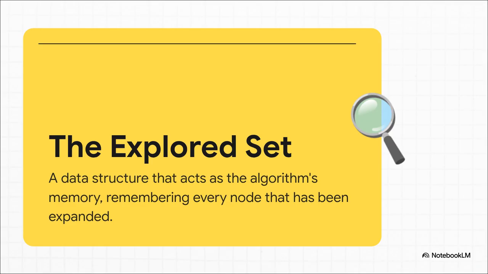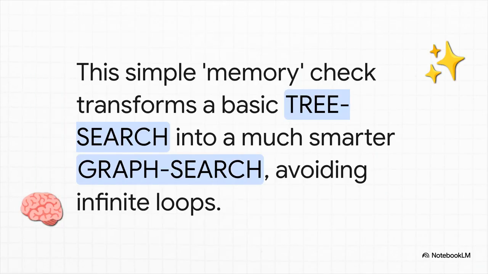Simple, but so powerful. And you have to understand, this one tiny addition is an absolute game changer. It takes that basic flawed tree search we started with and transforms it into a much smarter graph search. This simple memory is literally the key. It's the thing that guarantees our algorithm will never ever get stuck in an infinite loop again.